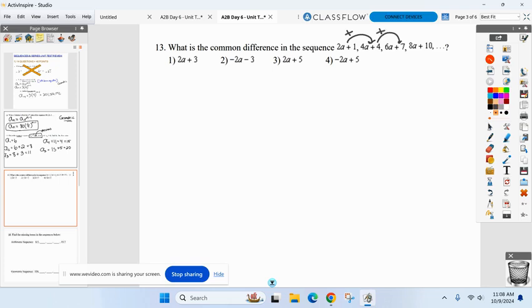That's what I'm looking for. That's the d value there. What am I adding to get to the next term? And it should always be the same. So 2a plus 1 to 4a plus 4. What am I adding on there? 2a plus 3. And just do a quick check. If I add that to 4a plus 4, yep, I'm going to get 6a plus 7.